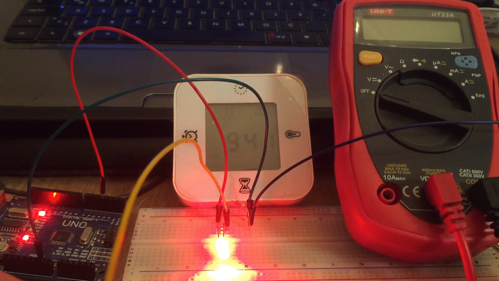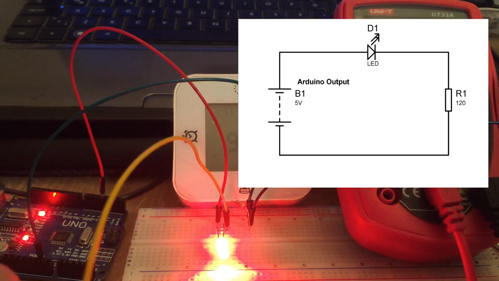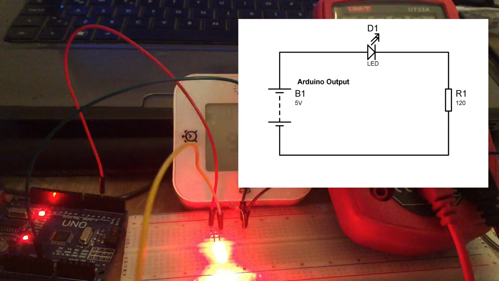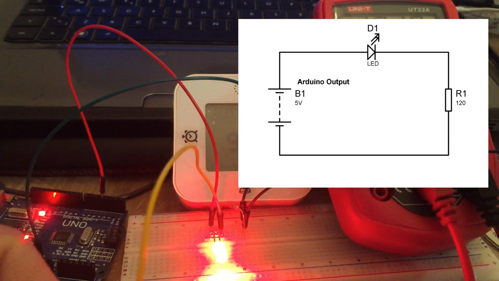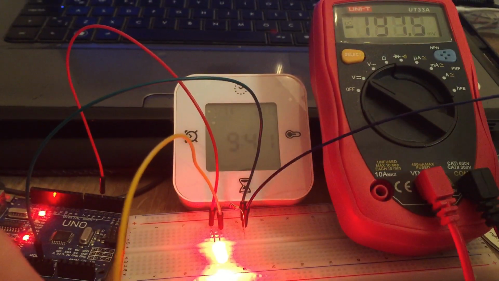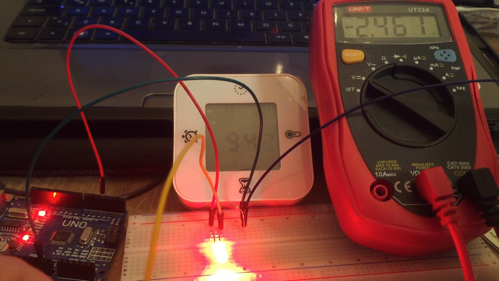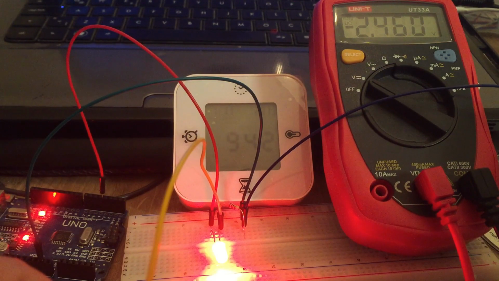What is the problem if you need higher power? Here, in this circuit, the LED is powered with constant voltage, with the current limited by a 120 ohm resistor. Initially, the voltage on the resistor is 2.462 volts, which corresponds to 20.5 milliamperes. Let's wait for a while and see what happens.